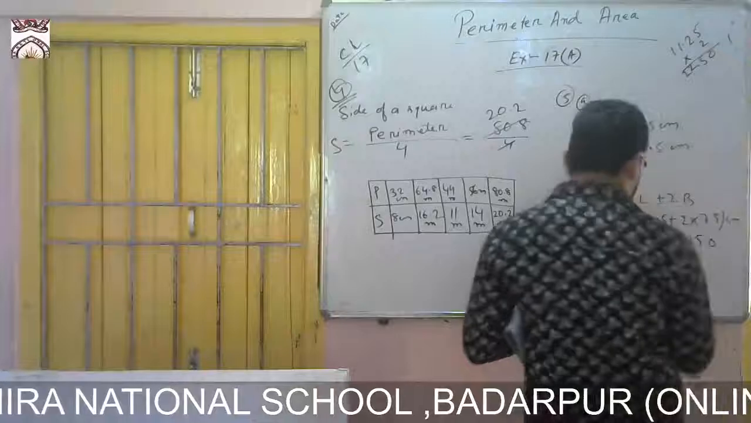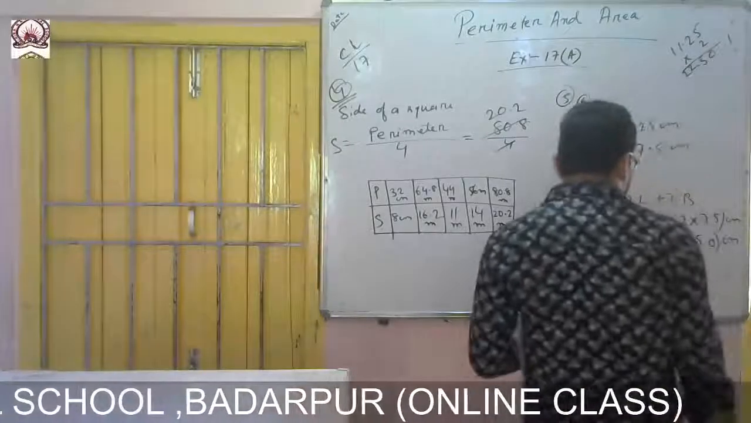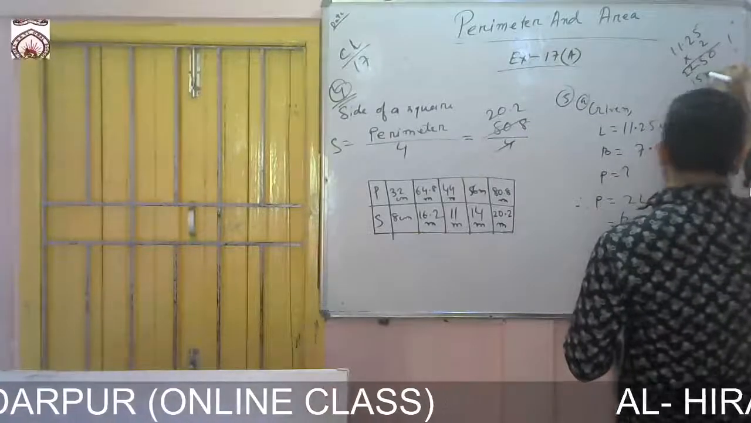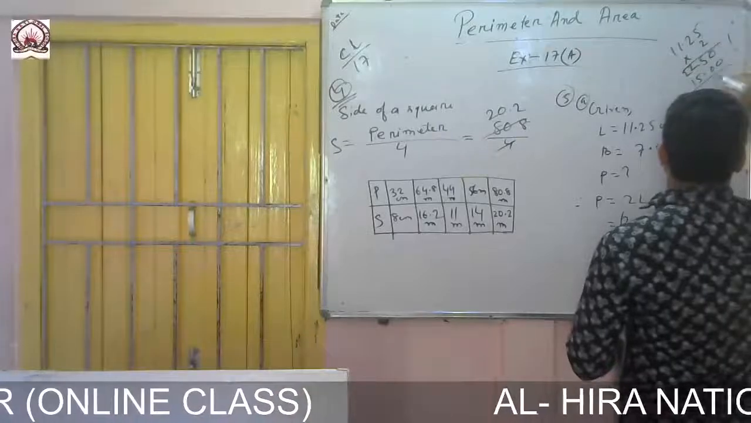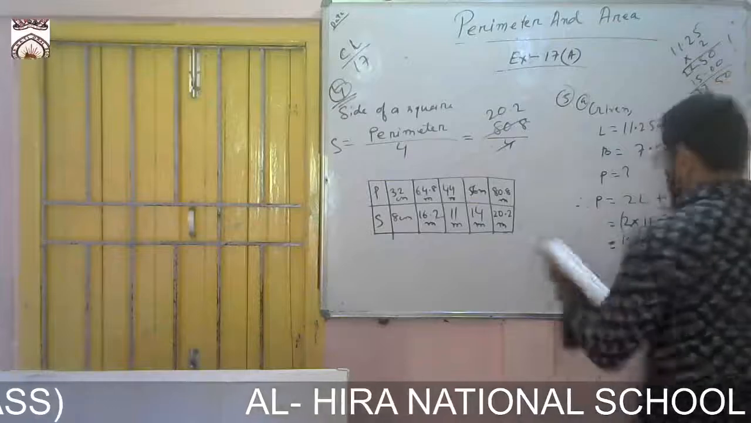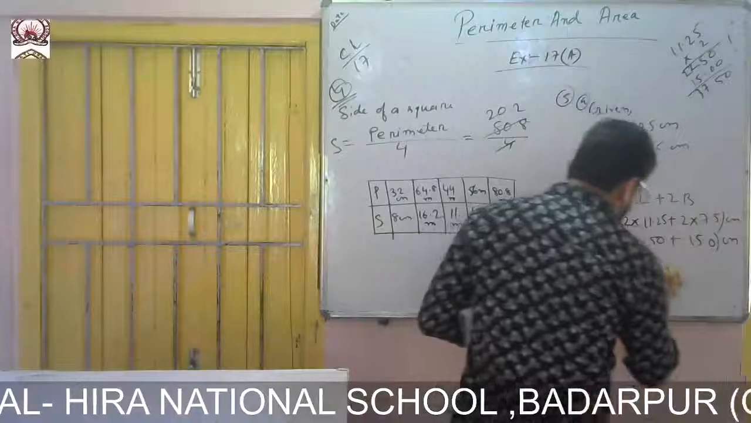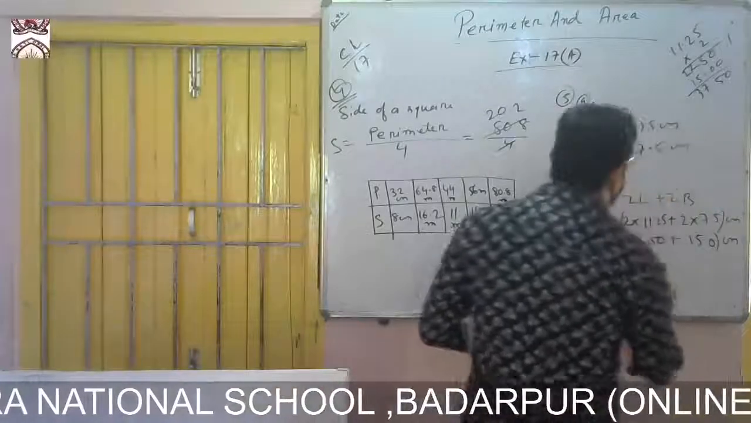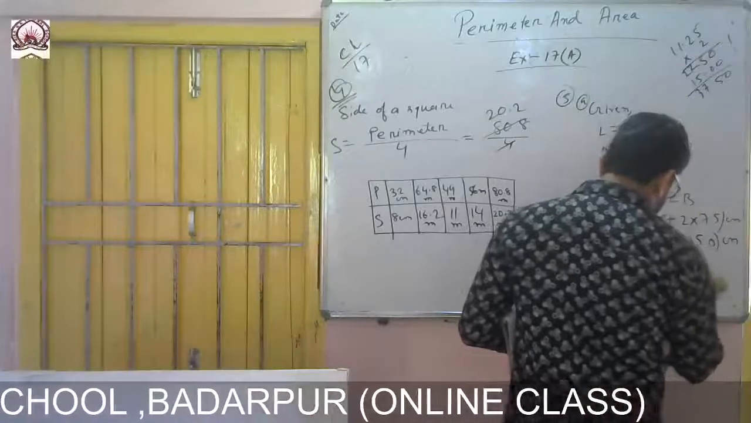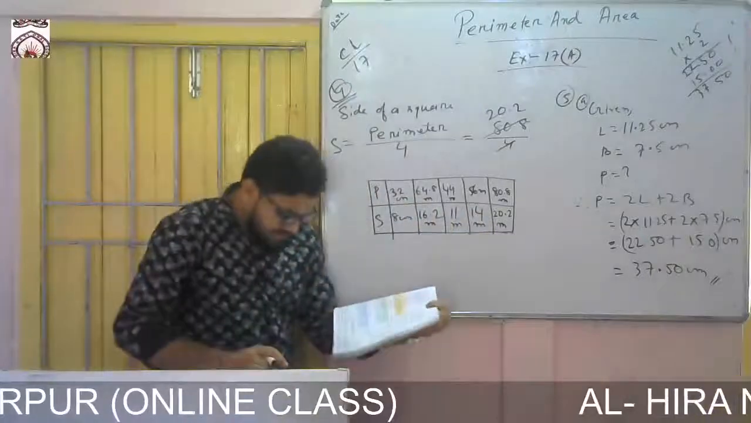Let us add 22.50 plus 15.0. 0 plus 0 is 0, 5 plus 0 is 5, then 2 plus 5 is 7, 2 plus 1 is 3. So it is 37.50 or 37.5 centimeter. This is 5a.